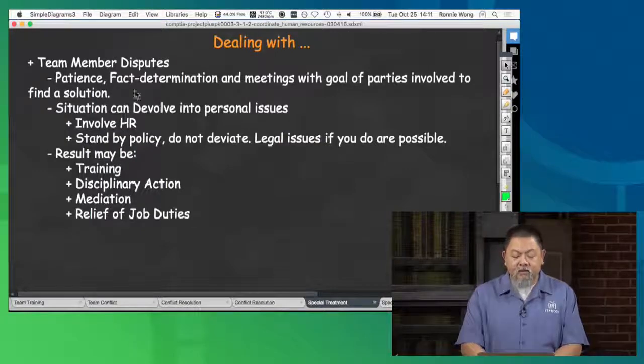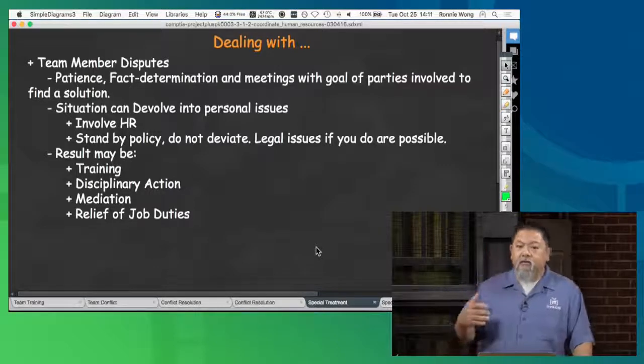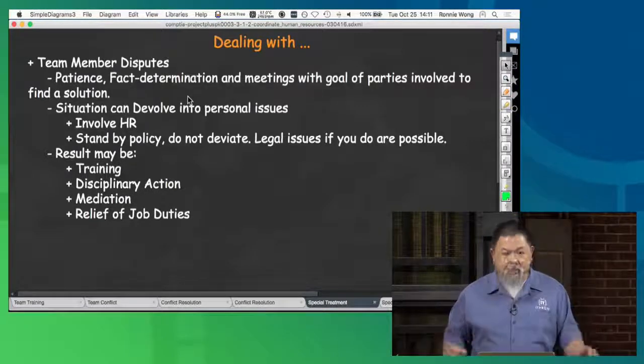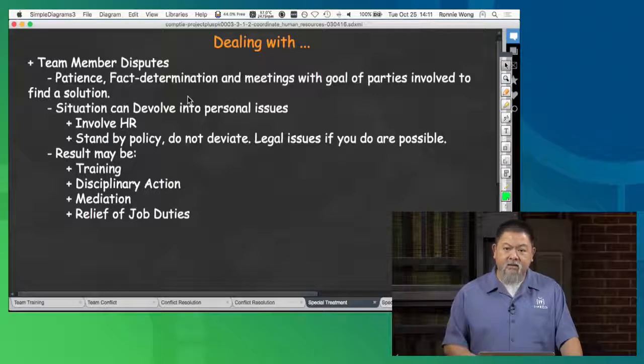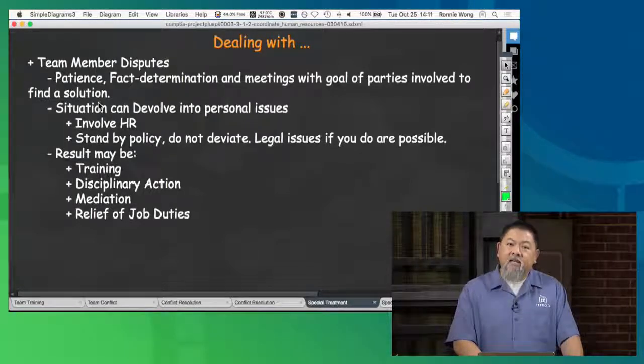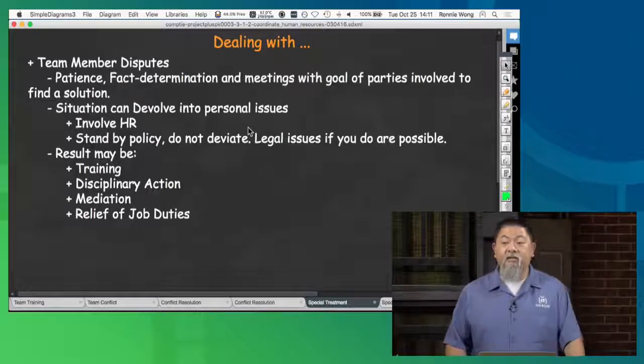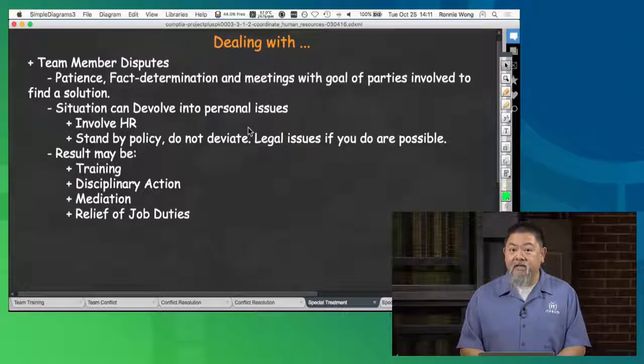If you're just dealing with team member disputes, that's perfectly fine. Remember that in terms of conflict, fact determination, and meetings, you usually involve everybody as much as possible and say, all right, here it is. This is just a team member dispute. You should be able to solve this. Now, if it doesn't work, notice that the situation can end up devolving, meaning it can disintegrate. It can quickly become disastrous for your entire team if you are not careful.